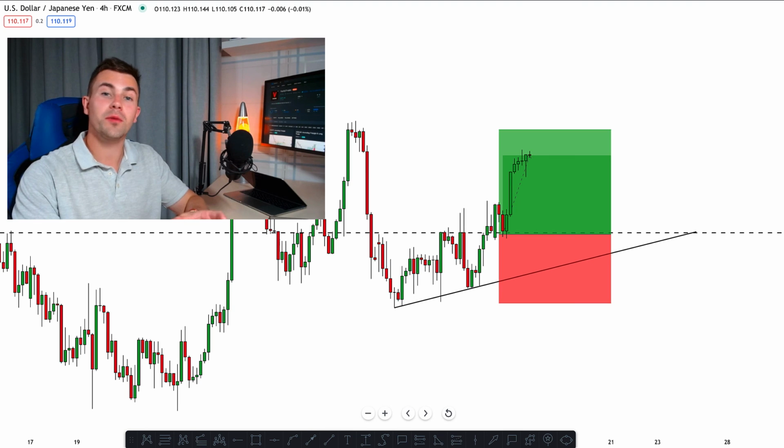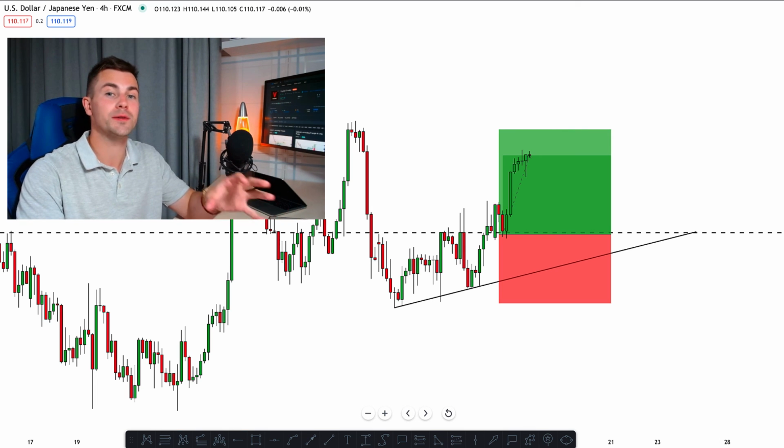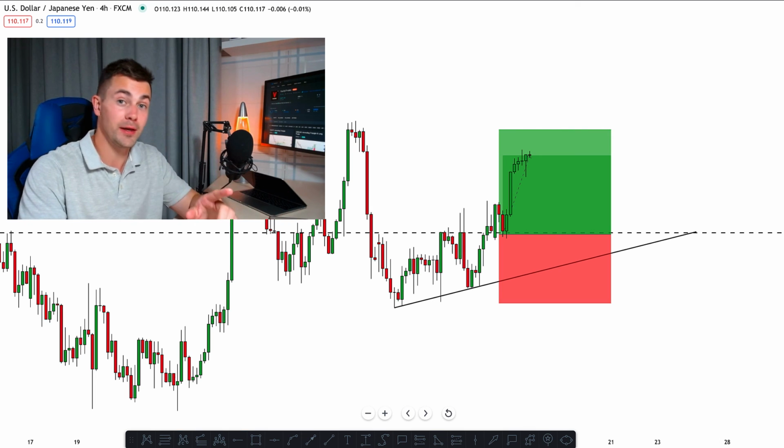Alright traders, I hope that with this example you understand better how we trade the triangle. I hope you get right now how we select the stop placement and how we select the target placement and the entry, by the way.